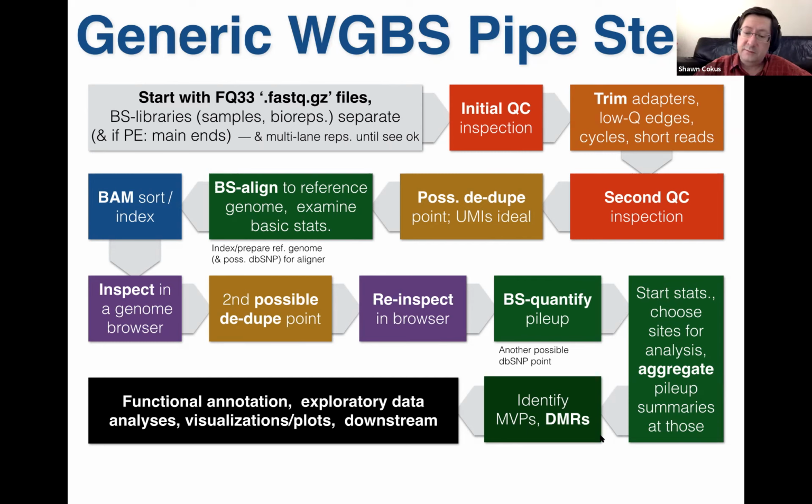And then we can run some statistical analysis to identify the DMRs. At that point, we have a list of regions, and you can do functional annotation, what things are enriched near these regions, genes or whatnot. You can do exploratory analyses, visualizations, plots, other downstream things, and so on.